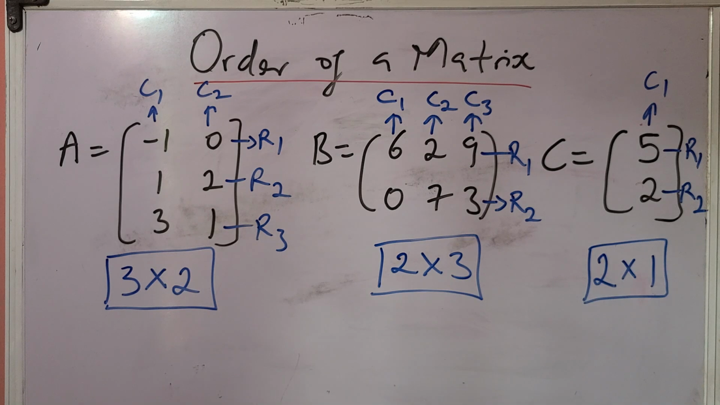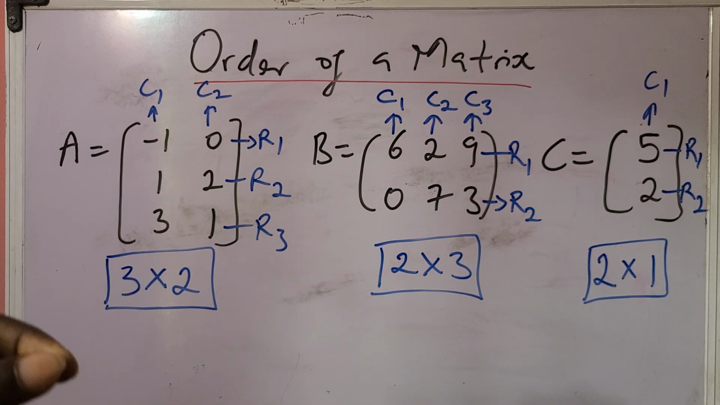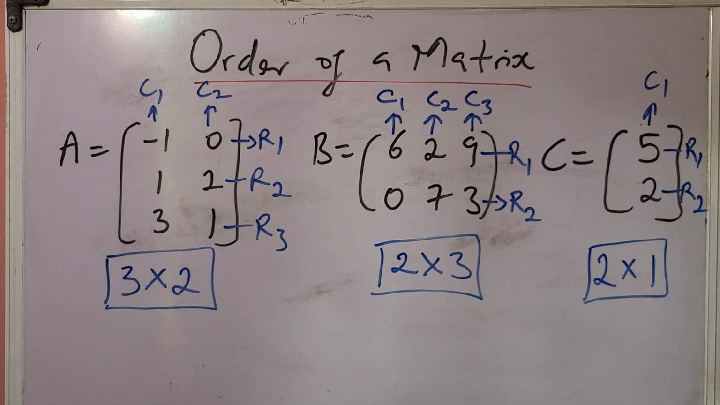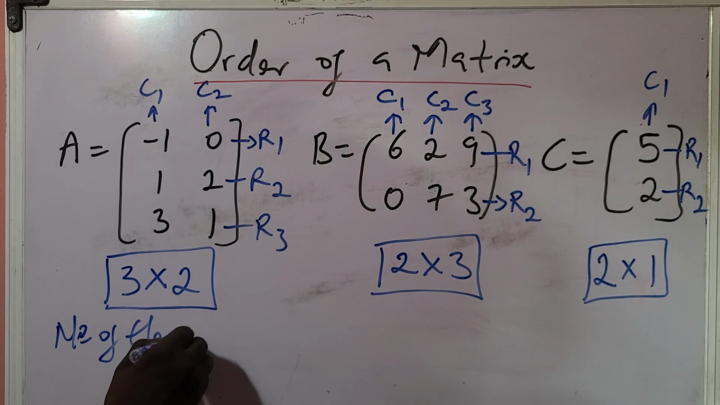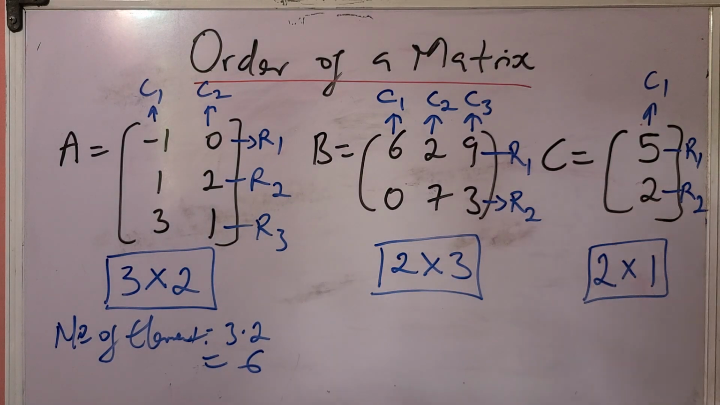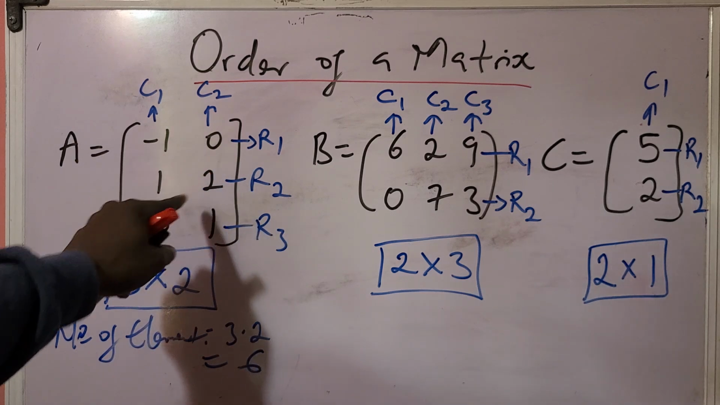Now I want to also state one thing: the order of a matrix, as I said earlier, gives you the number of elements in a matrix. By knowing the order of a matrix, you can tell the number of elements in that matrix. All you have to do is multiply the number of rows with the number of columns. So a 3 by 2 matrix will have 3 times 2, which is 6 elements. You can see this is 1, 2, 3, 4, 5, 6.